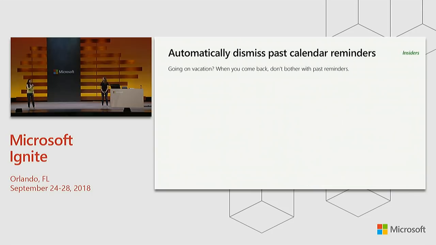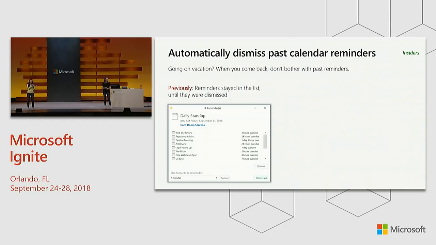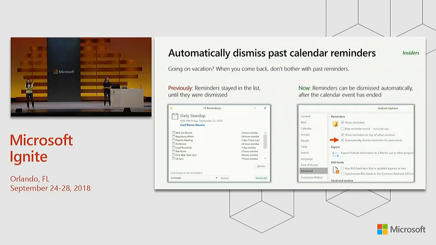And then the last one, this is in Insiders now, but we're hoping to roll out soon, is you can automatically dismiss past calendar reminders. Previously, if you came back from Ignite, you might come back to a desktop with, yeah, I'm so sorry we couldn't get this out before Ignite, but it's coming soon, a huge list of reminders. But now we have a new option. You can say, hey, I want these to be automatically dismissed if the calendar event is past. While the meeting is still happening, that item would still be there. But after it's over, it would automatically go away from your list, and the reminders dialog would actually self-close.